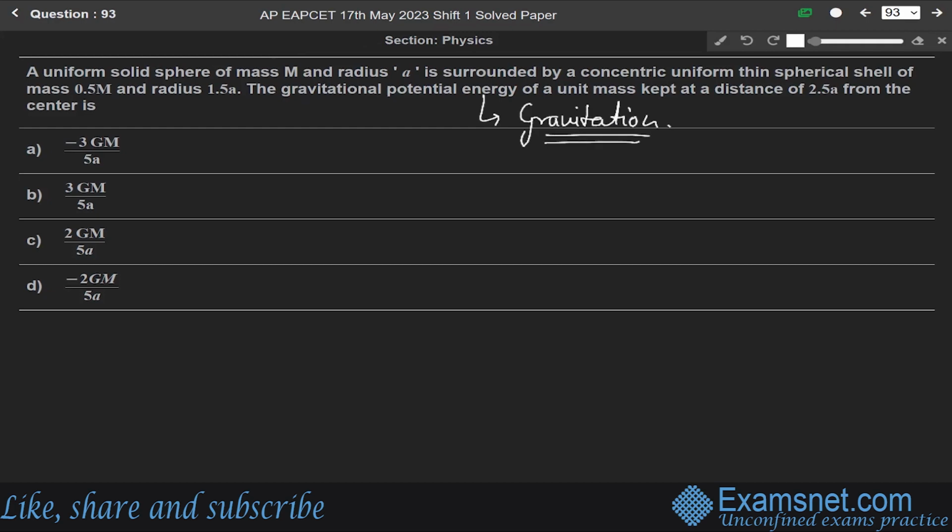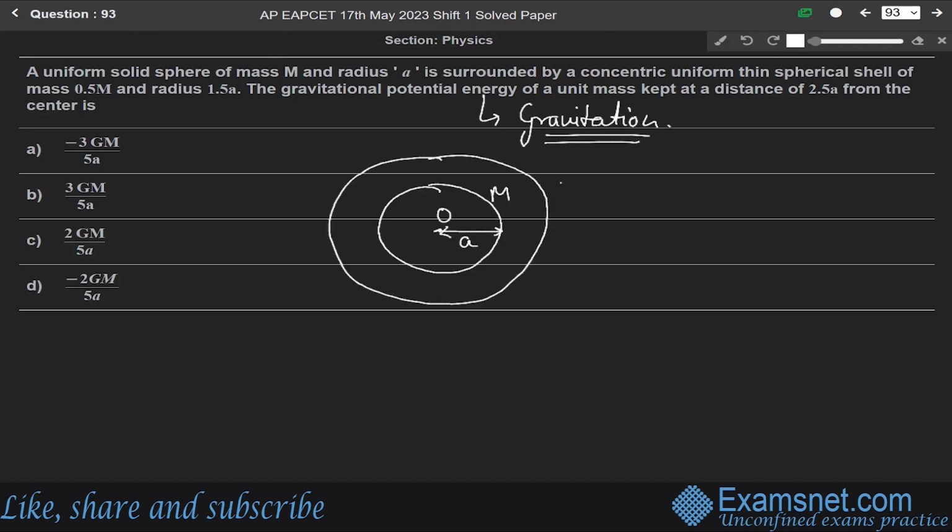Now let us try to understand this question. Suppose this is a solid sphere and its mass is given as m. Let us say this is the center O and its radius is a. It is surrounded by a spherical shell whose mass is given as 0.5 m and its radius is 1.5 a, which means the distance from the center O to the shell is 1.5 a. We have to find the gravitational potential energy of a unit mass kept at a distance of 2.5 a.